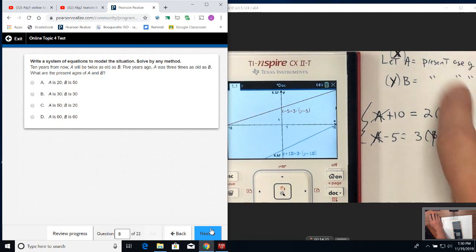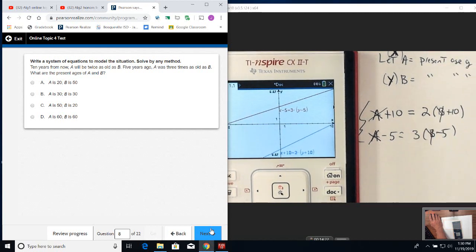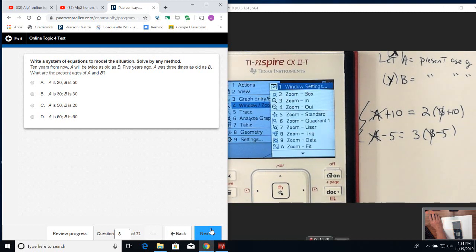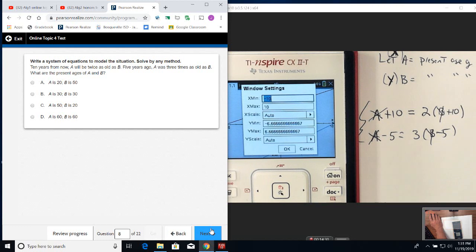Well, it's way over here somewhere, right? So I don't see it. So I can zoom out until I see it. Or I can just go to menu, and I can go to my window, and I can change my window settings, right? To 0 to 100. I don't think I'm going to be 100 years old, do you? And let's count by, I don't know, tens. And then let's go from your age being 0 to 100.